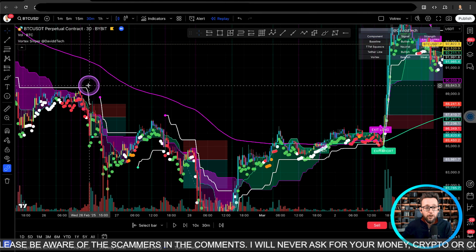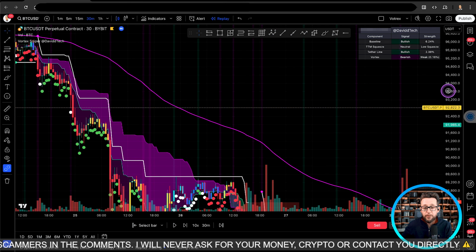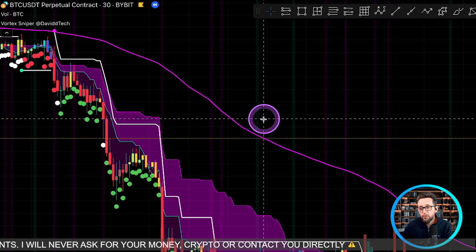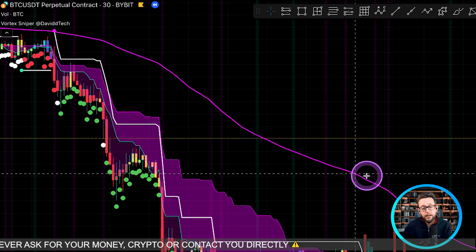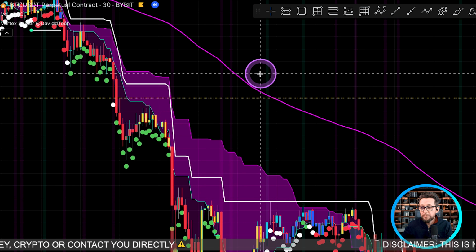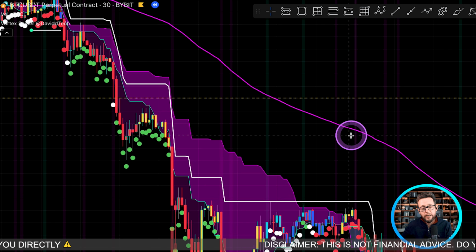Okay, so here we are on the screen. We have a couple of indicators. I'm going to go through each and every one of them very quickly so we can get an understanding. Now, this one here, the pink line, is the McGinley. The McGinley has been extremely profitable to me for a long time. This is going to give us our trend direction.